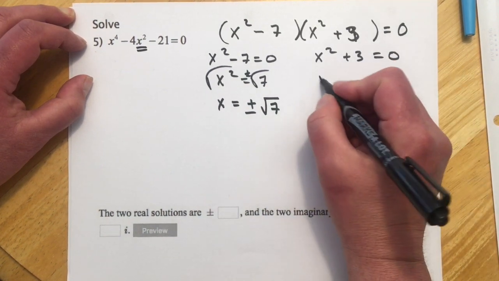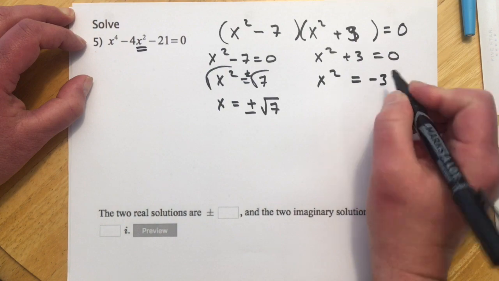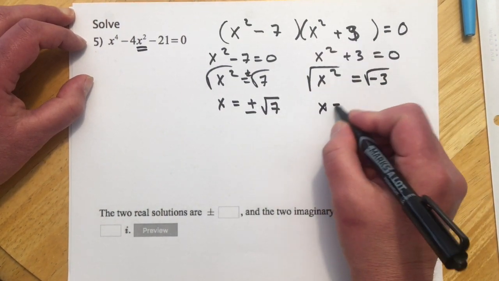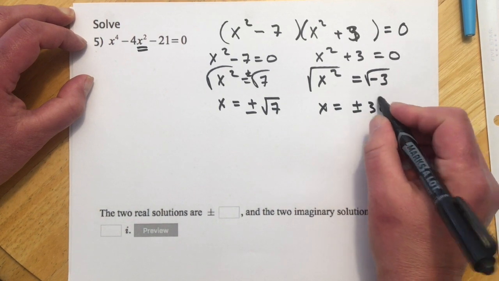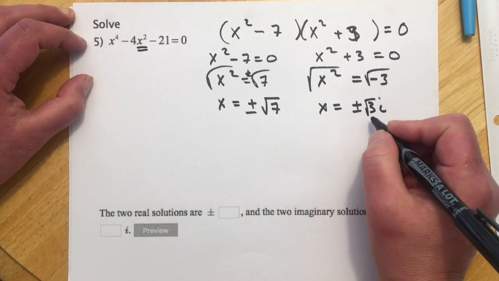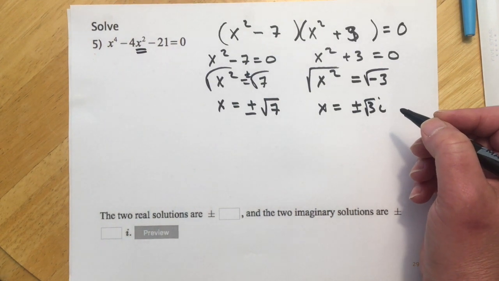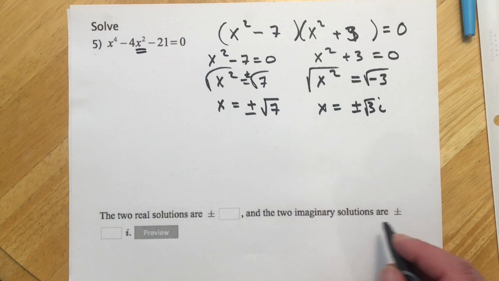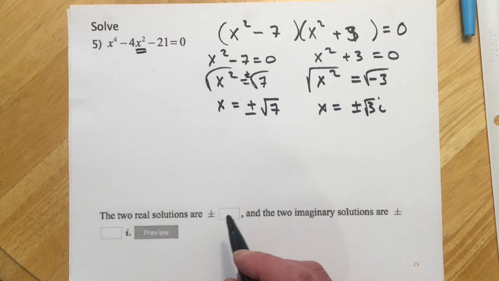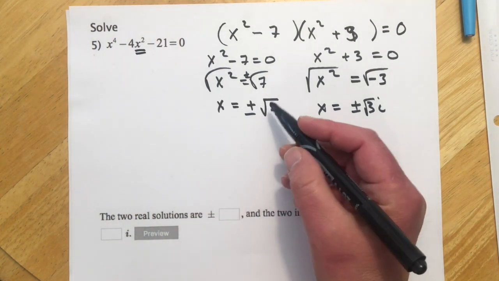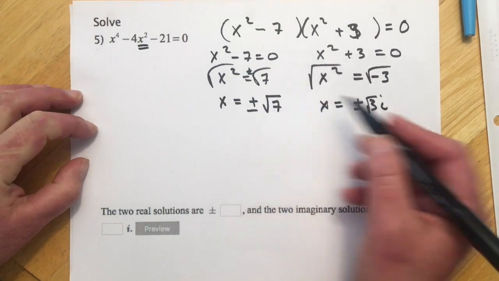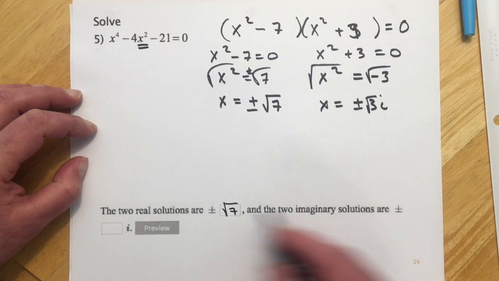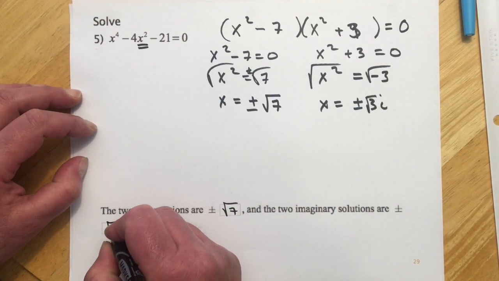Over here I bring the 3 over, x squared equals negative 3, imaginary solutions are okay here. So I root both sides and I get x equals plus or minus root 3i. So what that means down here, for this is how they want the answers. So it says the two real solutions are plus or minus, so you don't have to type that. The real solutions are the one that doesn't have an i, so that your root 7 would go here. And the two imaginary solutions are, so that'd be your root 3 right there.